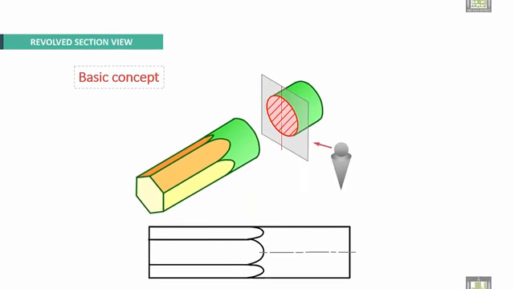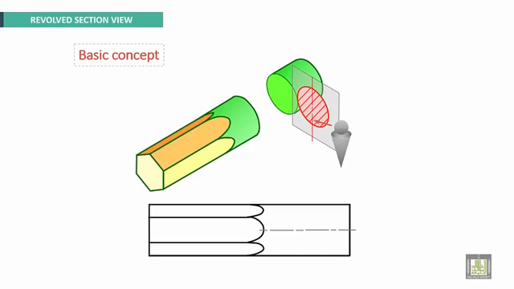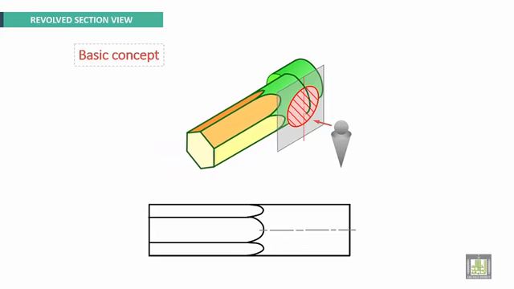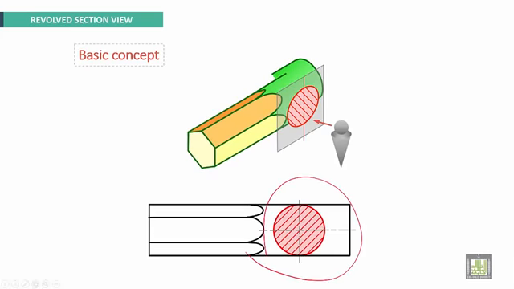what we have to do, we have to take a section and make it revolved around its axis and put it again on the same view here. It is revolved about this axis.